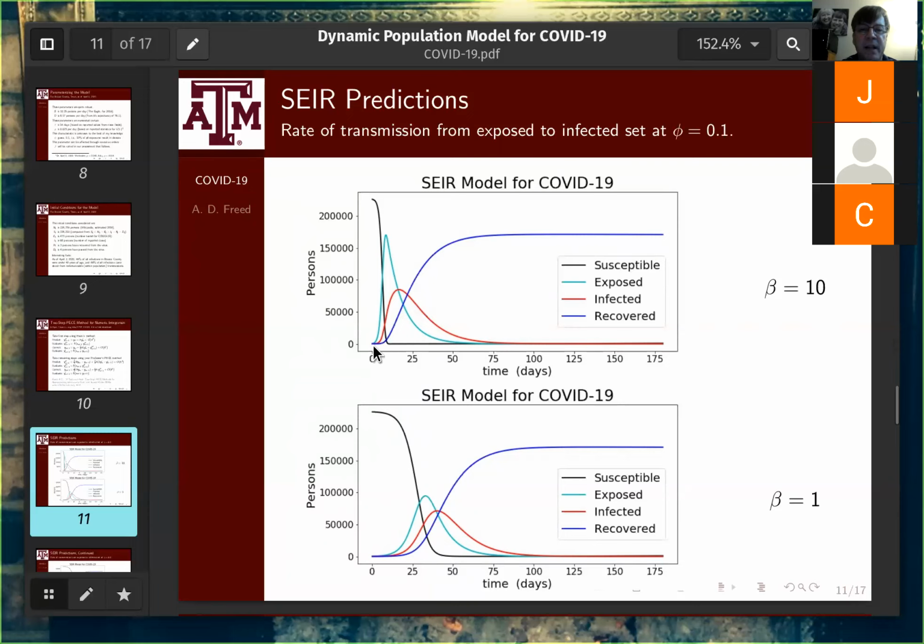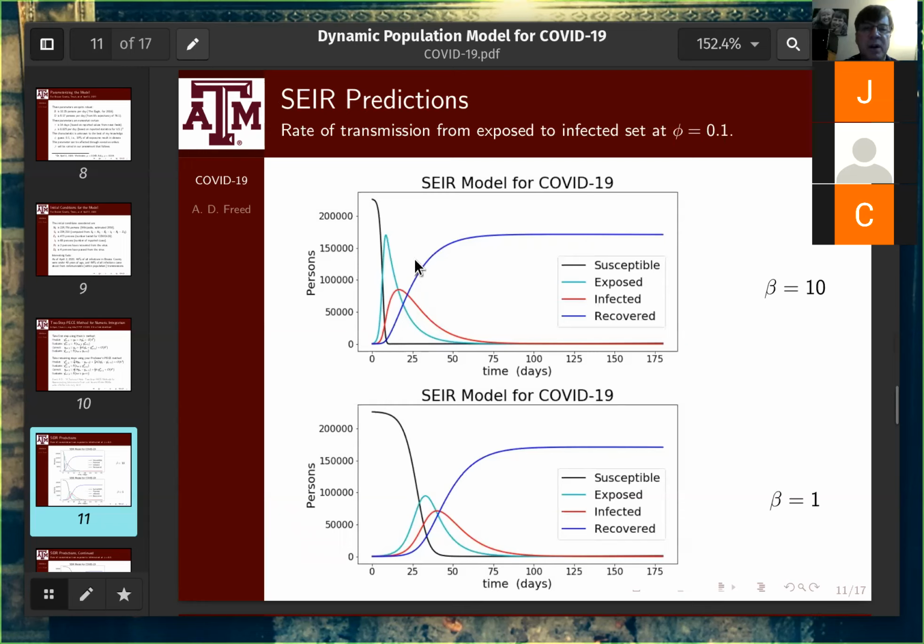So it doesn't take many days. These are in days. So you're down to about 10 days from now. If we were working with a beta of 10, everybody in the county would be no longer susceptible. They would be exposed, or they would be infected, or some of them would be recovering.